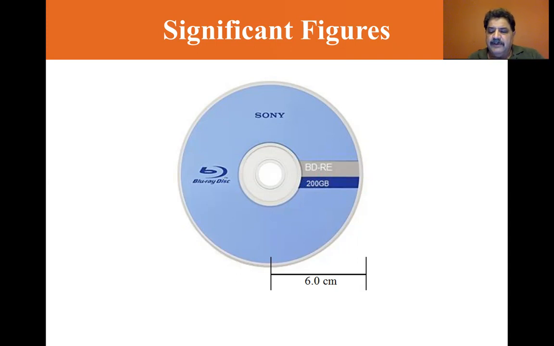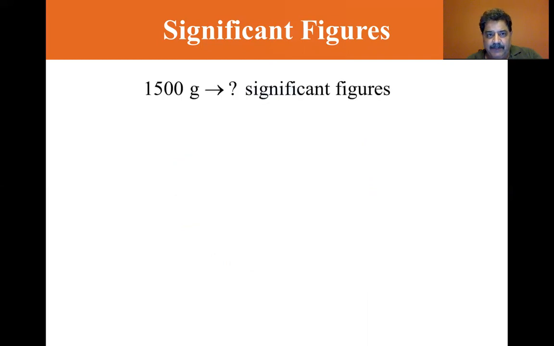If the radius measured is 6.0 centimeters, we can claim only that its radius lies somewhere between 5.9 centimeters and 6.1 centimeters. We can say that the measured value of 6.0 centimeters has two significant figures. Note that significant figures include the first estimated digit.